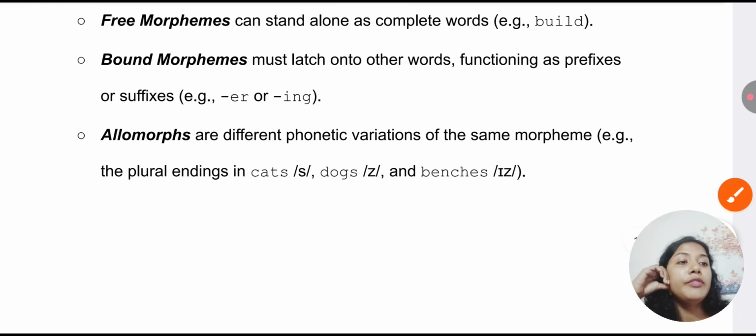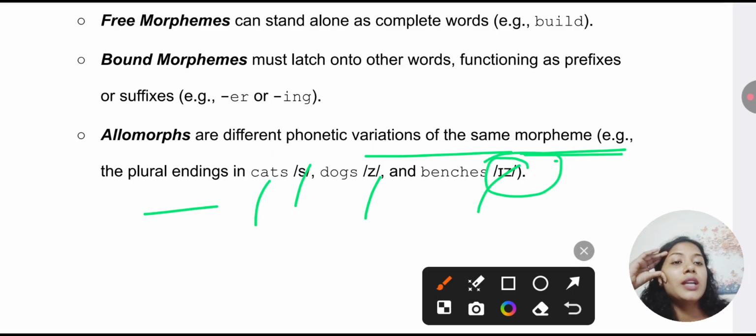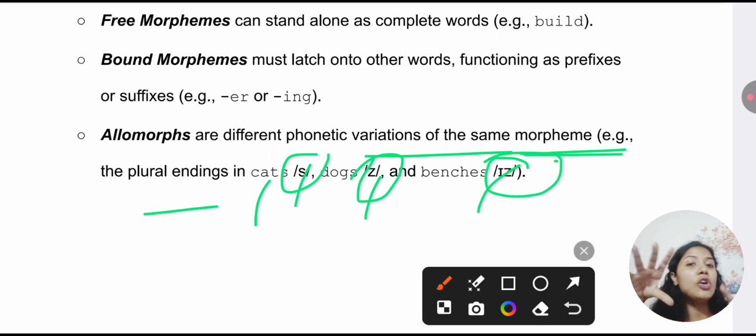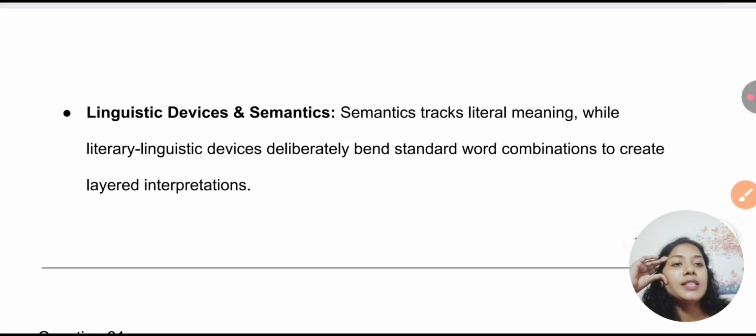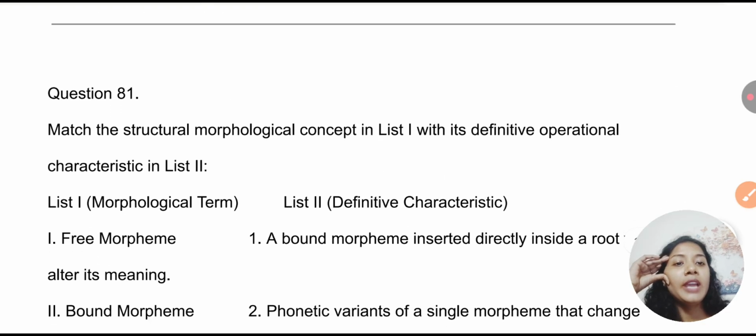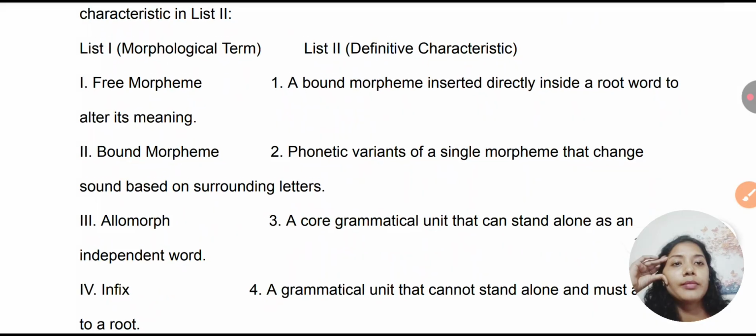Allomorphs are the different phonetic variations of the same morpheme, like in the plural endings: cats, dogs, benches. So these are the additions to make the plural forms of the singular noun or the singular words, that is allomorphs. Linguistic device and semantics we have studied. Now let's match this question.